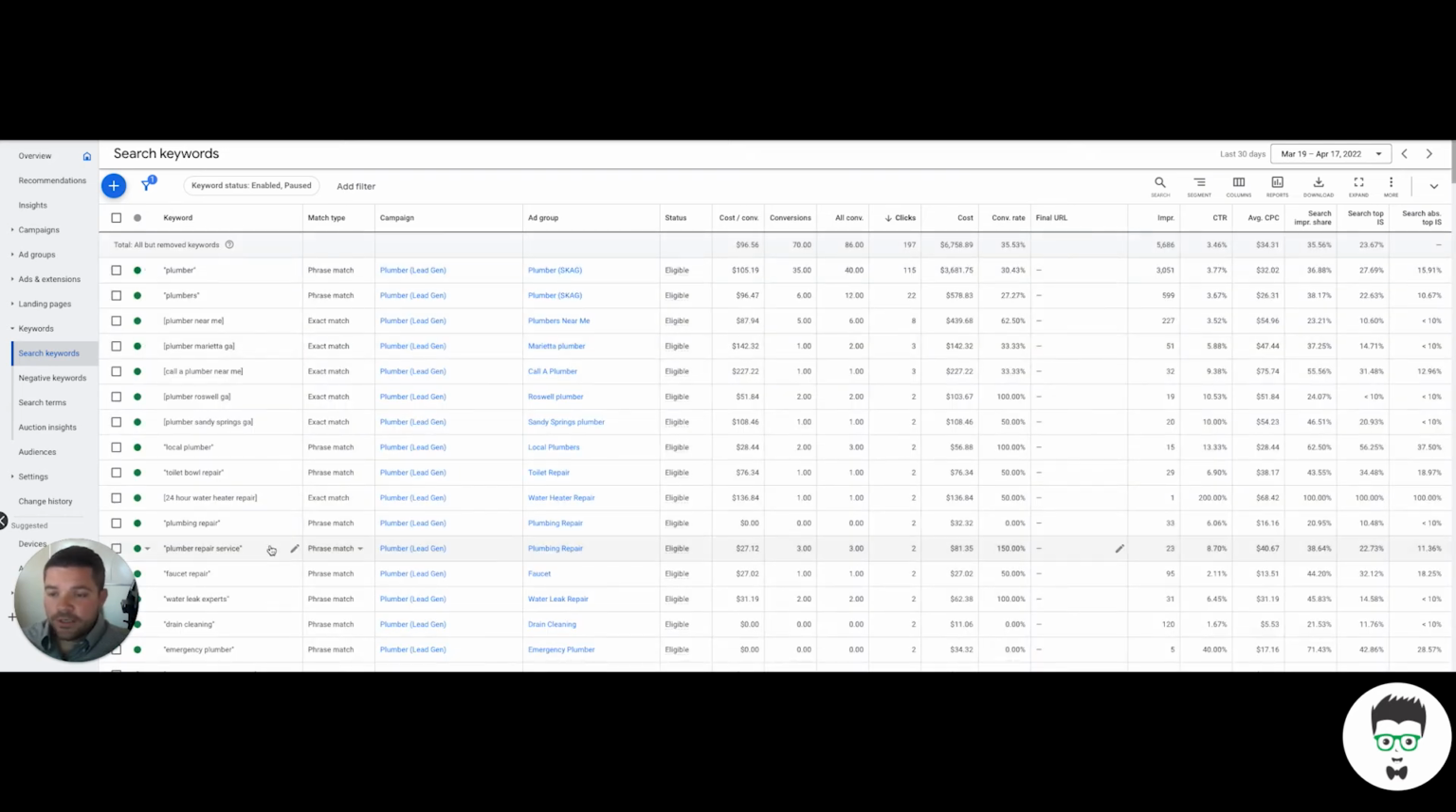As you'll see, these are very intent-based keywords. We're using what we call phrase match and exact match. Phrase match means that the search has to include that there's plumbers in there. And exact match is exactly like it sounds. This is what they search for exactly, and it pops up with this. This just gives us another level of quality clicks.